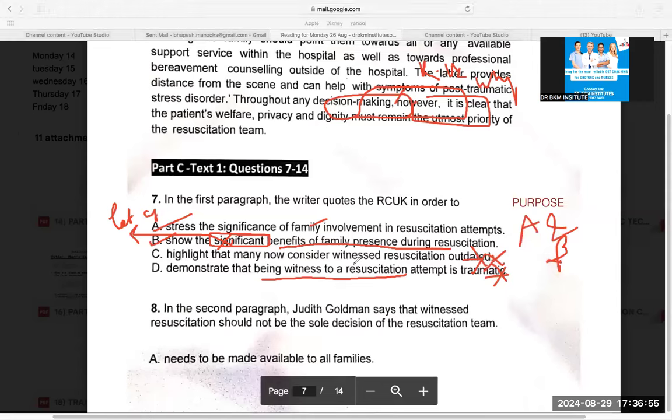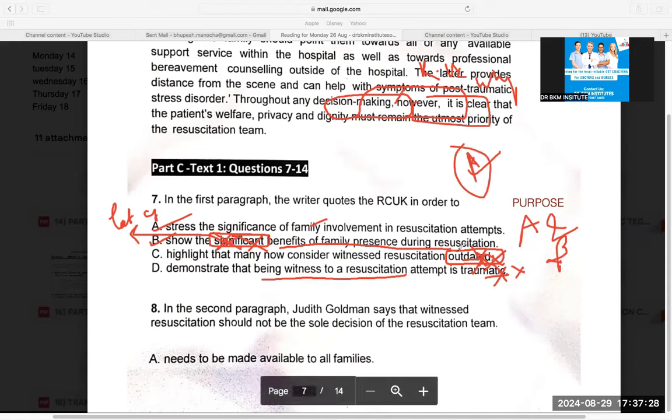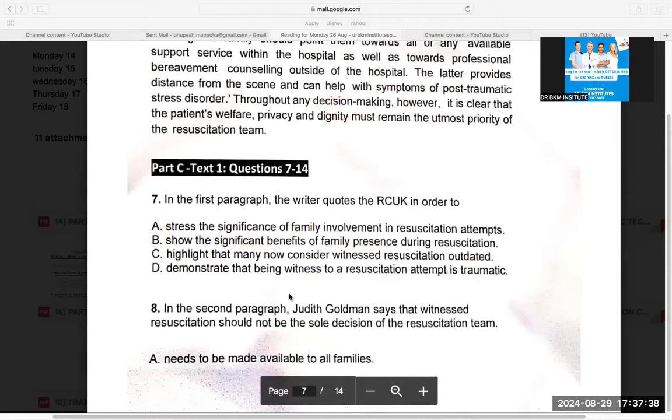So the D option was eliminated. The C option was eliminated because of grammar, that now are the methods outdated? They were saying methods are still considered. So that was because of the grammar. Then in B, because of the adverb, significant benefits. The last question was that witness to resuscitation is traumatic. No, no, no. It is more traumatic. That was a degree-based option. That is why I'm saying these three things are involved in every question of OET. And that is where you reach A. When you know how to eliminate adverbs, grammar, and degrees. Please listen to this recording 10 times. Trust me, each time you hear this recording, you will learn.